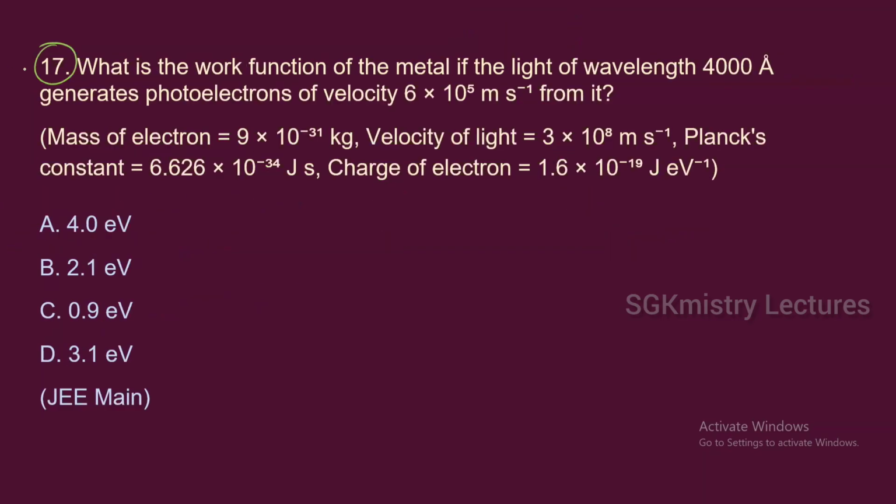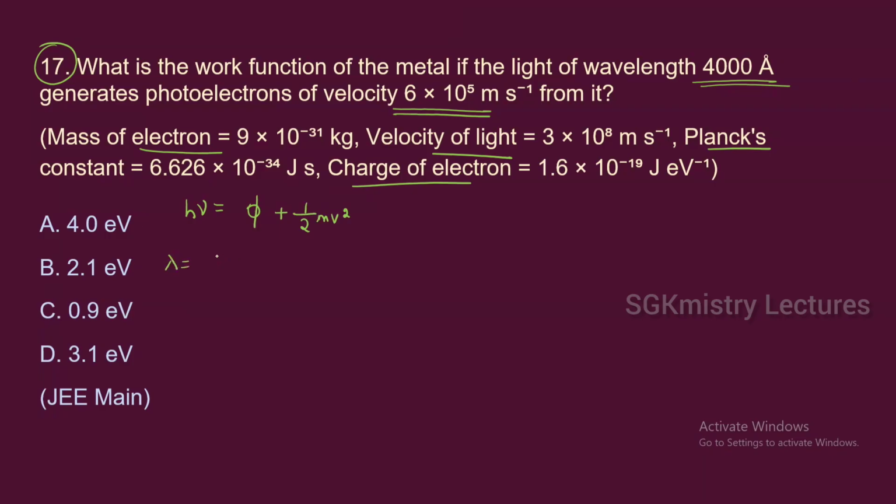Next, question number 17. What is the work function of the metal if the light of wavelength 4000 angstrom generates photoelectrons of velocity 6 into 10 to the power of 5 meter per second from it? So the mass of the electron, velocity of light, Planck's constant, and charge of the electron are all mentioned. So now we know that h nu is equal to phi plus half mv square. So we have to use this particular formula.